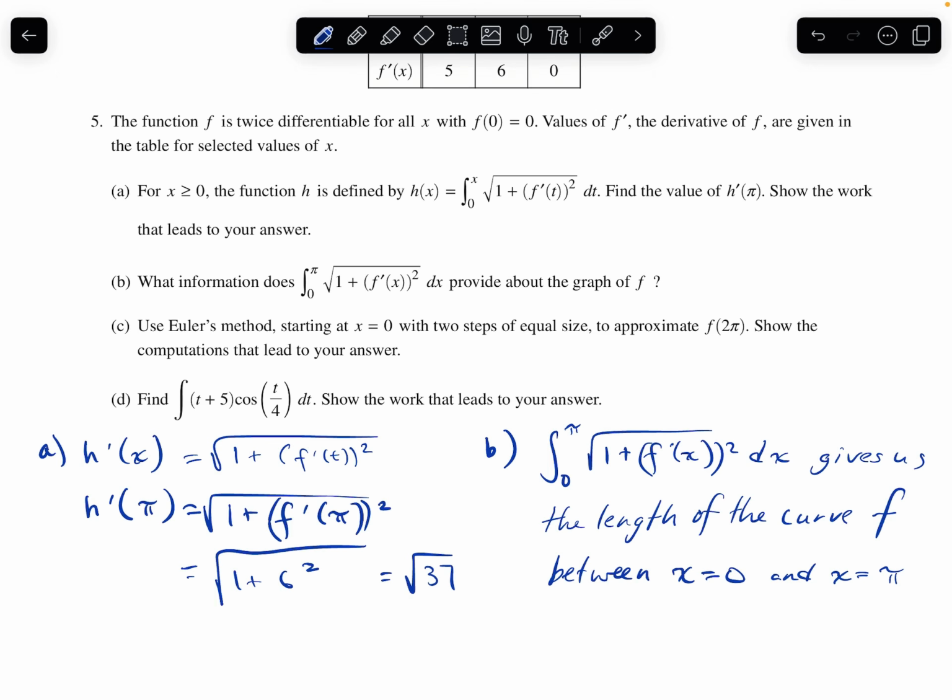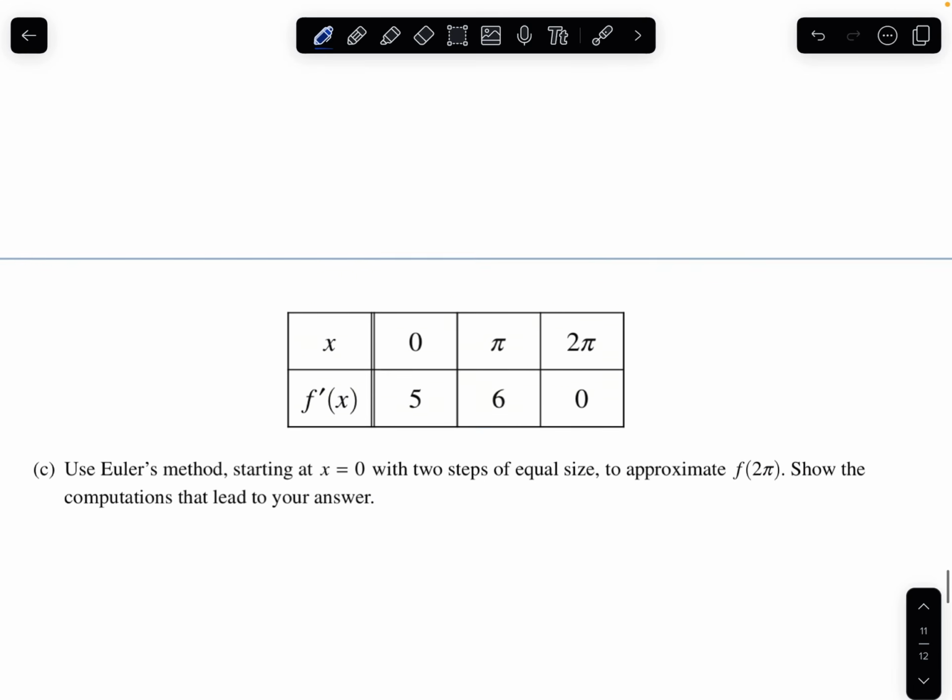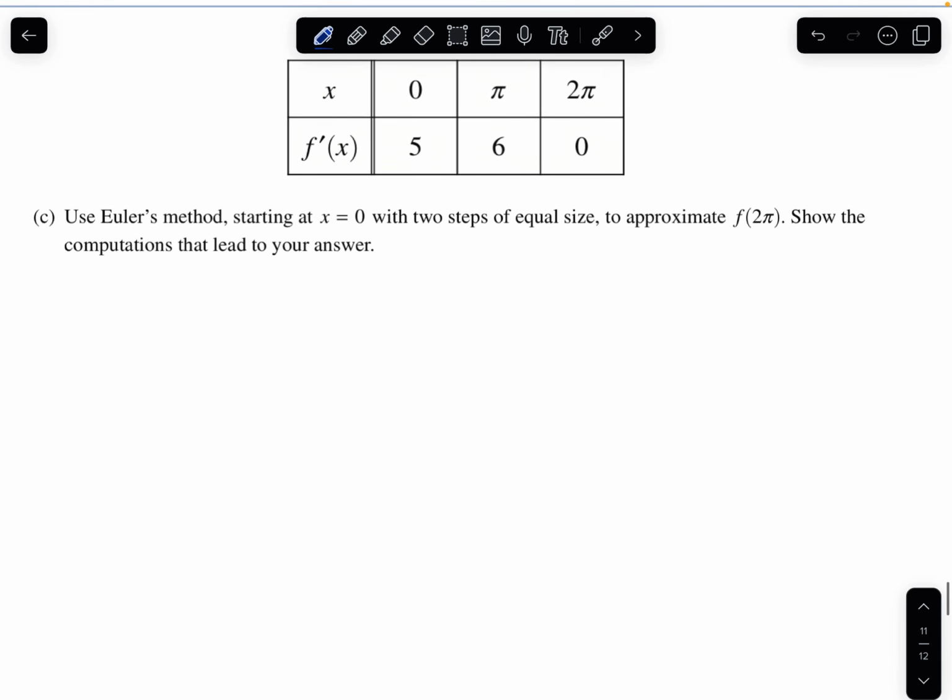All right, so it's just the formula to find the length of any curve, okay? All right, so I need some space for part C because we've got an Euler's method problem. So let's work down here. So using Euler's method, starting at x is equal to 0 with two steps of equal size, approximate f of 2 pi. A lot of times students will just write this out using equations, and that's totally fine. I personally like to use tables. It just helps me organize my work. Not necessary by any means, but if I set up my table here, I can start filling in the information that I know, right?